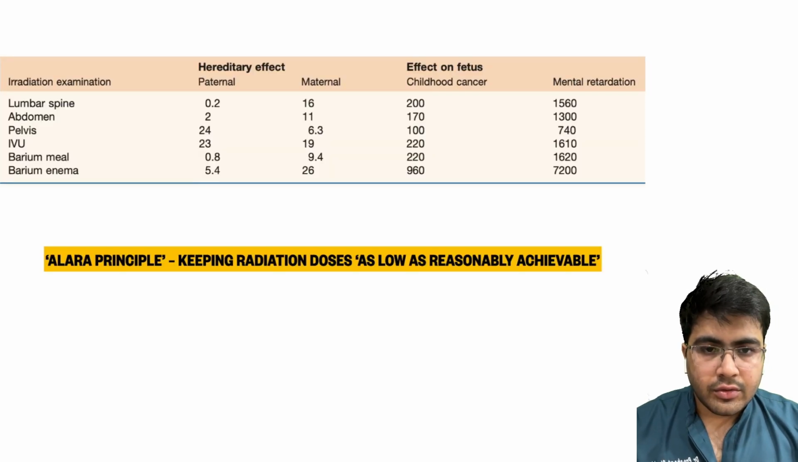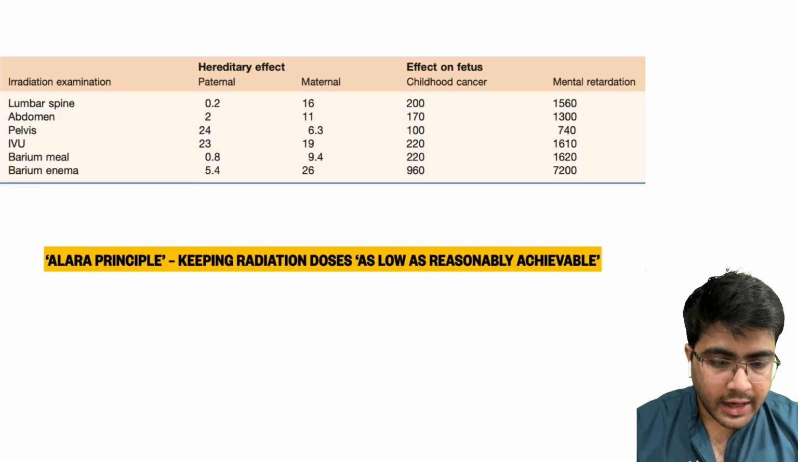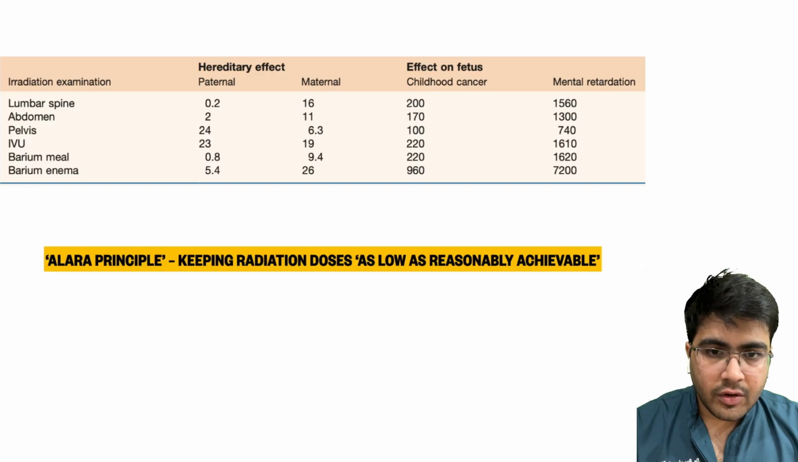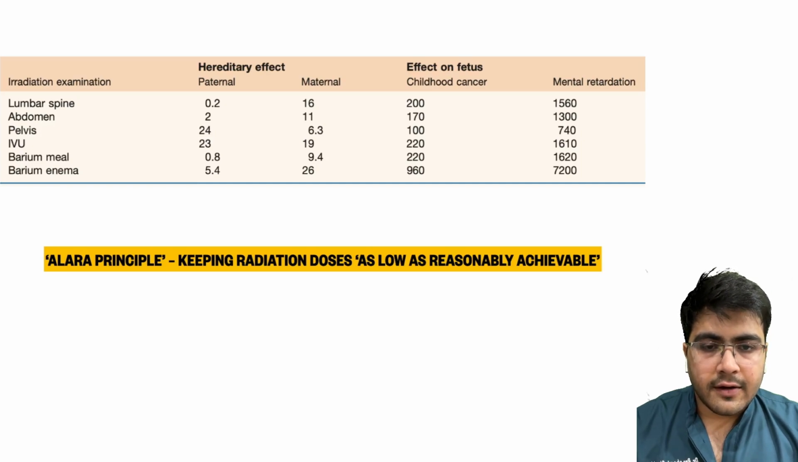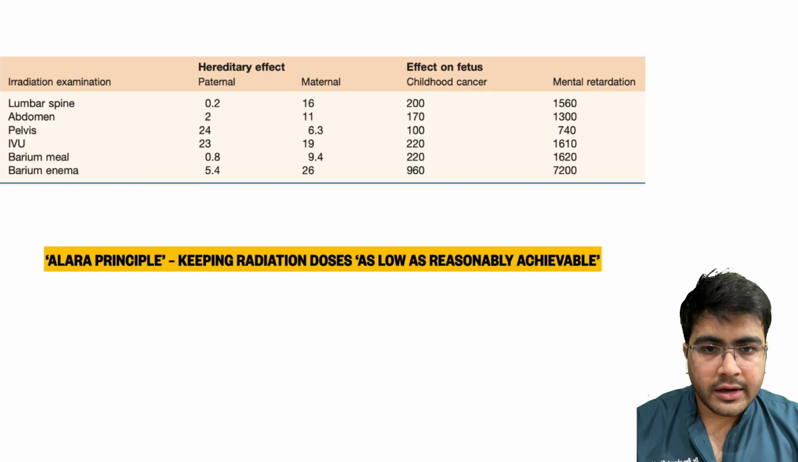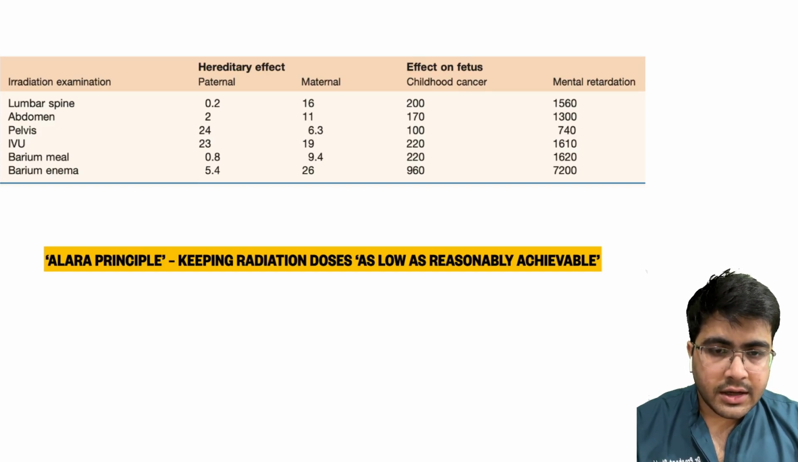The next thing you need to know is the ALARA principle. ALARA stands for as low as reasonably achievable. Here we want to keep the radiation doses as minimum as possible, because there are harmful effects related to this ionizing radiation. So what are these effects? These are hereditary effects, or the effects which can occur in a pregnant female, on the fetus. Hereditary effects are nothing but germline mutation, and it can occur in the male gonads or the female gonads.